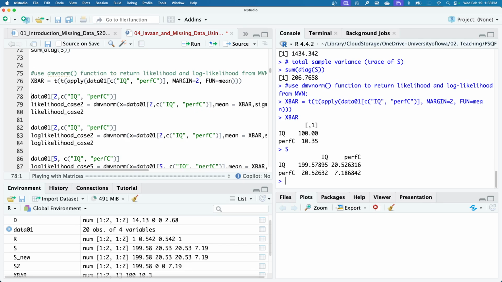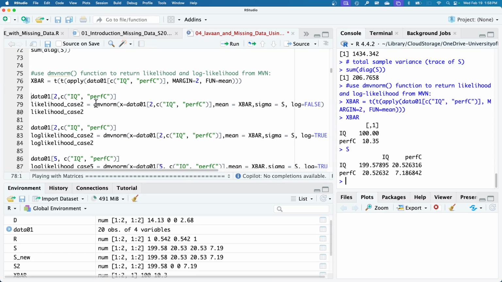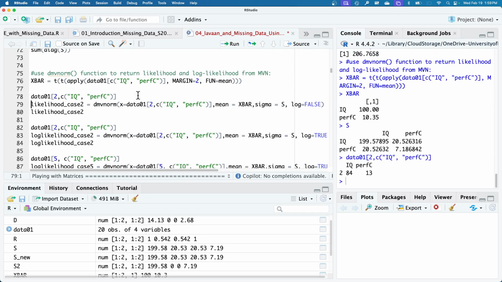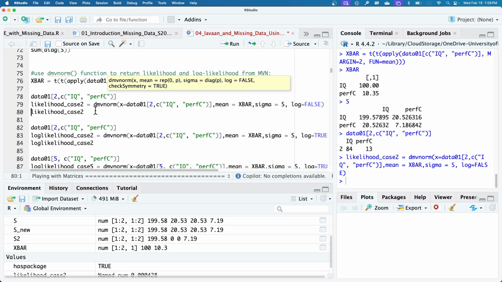And you'll note I formatted the mean vector to have 2 rows and 1 column, right? That's important because sometimes these packages that evaluate the likelihood don't work so well. You have to specify it in the right way. So here, if I look at observation 2, they had an IQ of 84 and a performance of 13. If you wanted to know how likely that was to be the case, we can use the dmvnorm function.